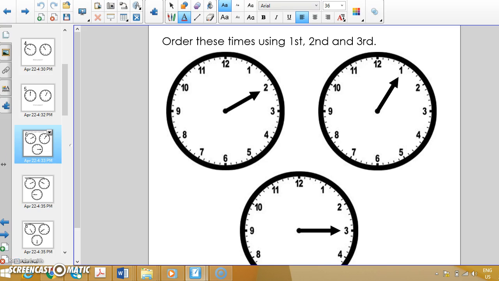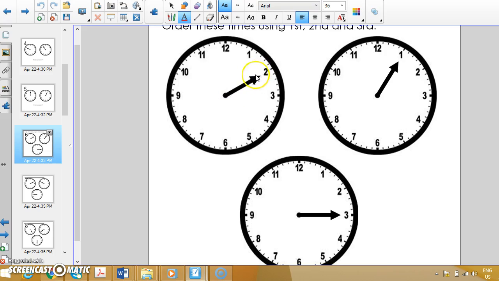and third. So if I take a look here, this one is pointing to the 2, so that one would be at 2 o'clock. Our hour hand tells us the o'clock. This one's pointing at the 1, so that would be 1 o'clock. This one's pointing at the 3, so that would be 3 o'clock. So what do you think? Take a minute. Which one would come first?